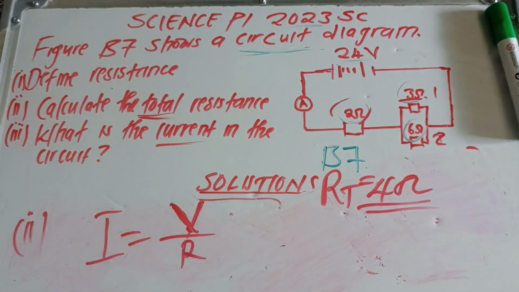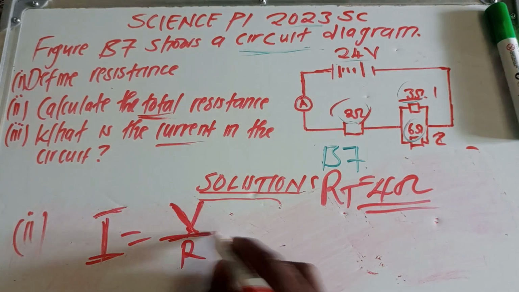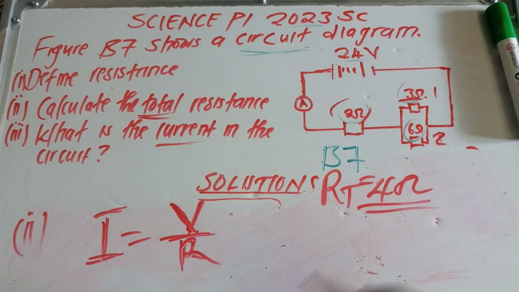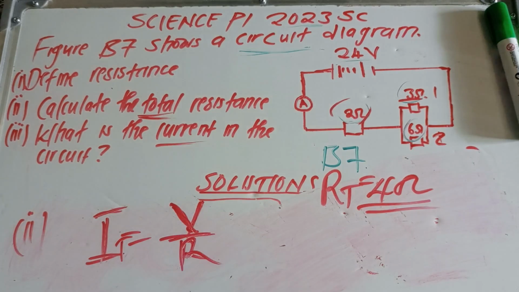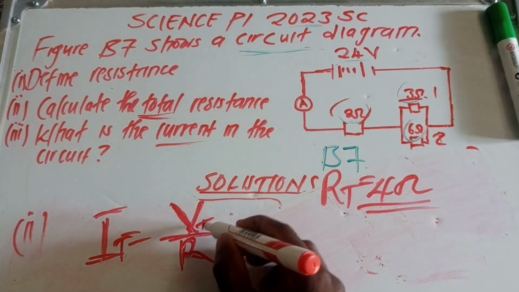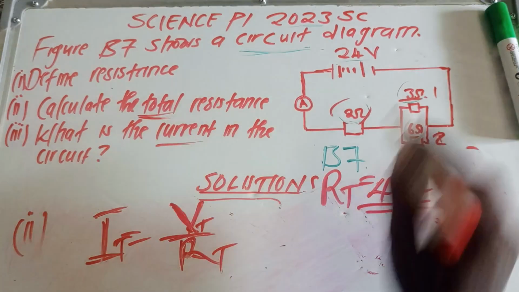You write a capital letter. Do not write a small letter because that is velocity. Okay, so current is equal to voltage over resistance. And in this case, whereby you have been told to calculate the total current, you have to indicate that what you are calculating is a total current by writing a T here, and then we are using the total voltage of this circuit and the total resistance of this circuit.